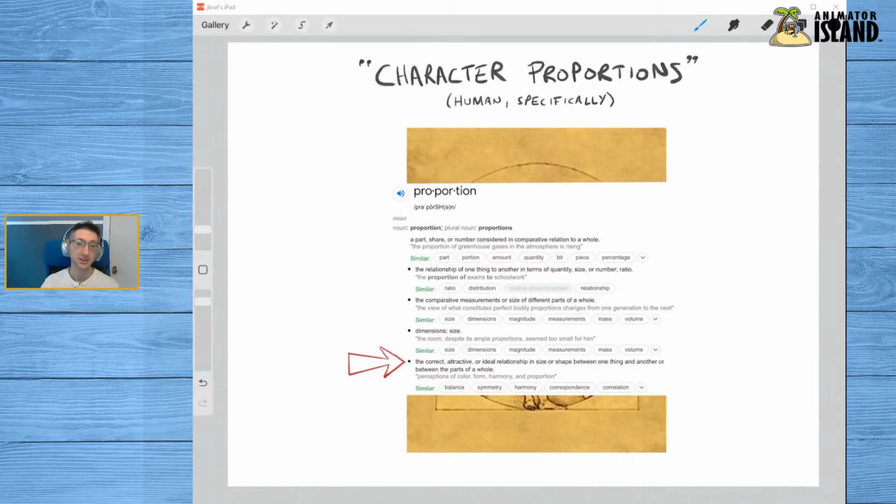So let's take a look at this definition real quick. The beginning of this definition for proportion uses the words correct, attractive, or ideal relationship. So what we need to do to start out, so that nobody is confused and we don't get upset about anything, is talk about the difference between something objective and something subjective, right?